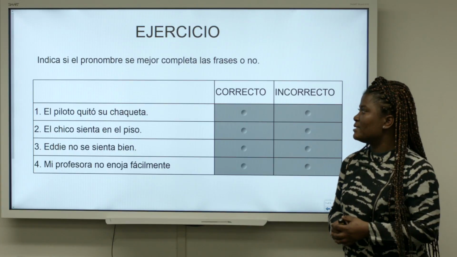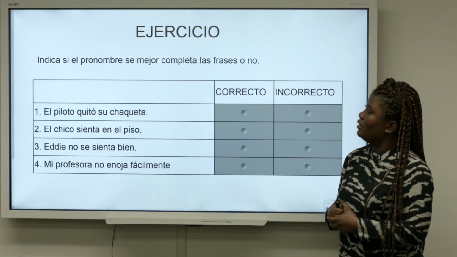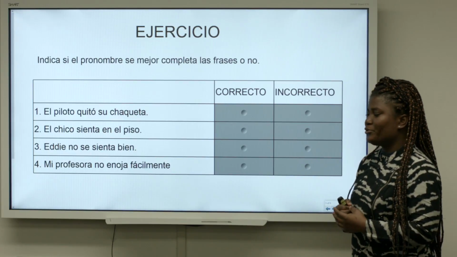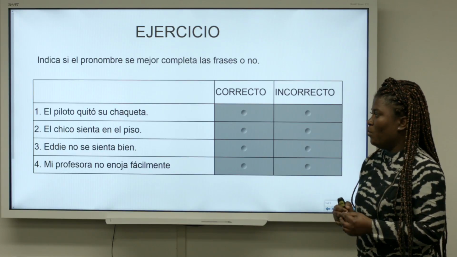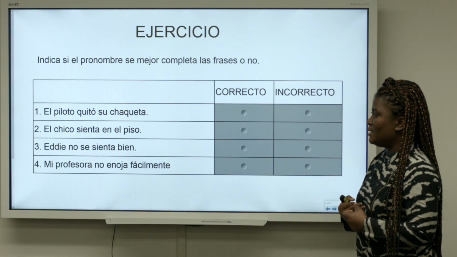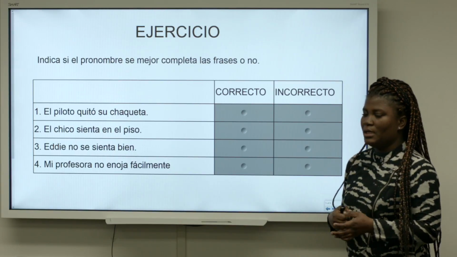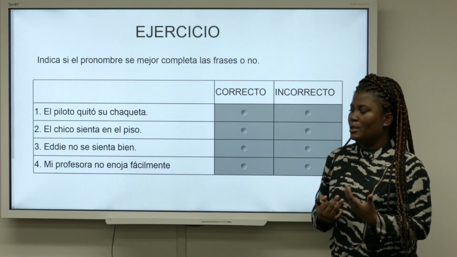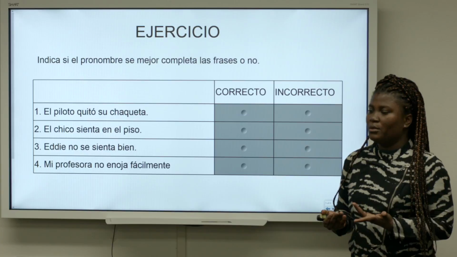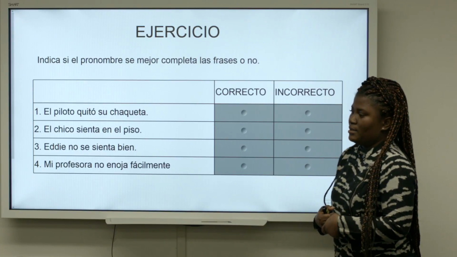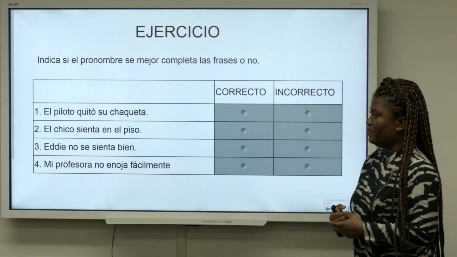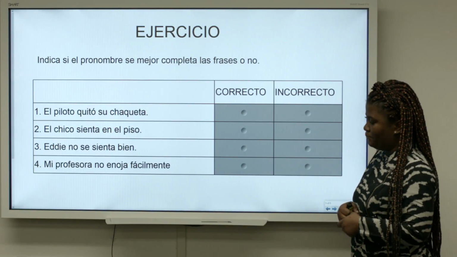Okay, so here's an exercise to talk about pronominal verbs a little bit more in context. Now we're going to try to understand why you may use the pronoun se with some of these verbs, and why if you don't use it, the whole sentence becomes incorrect. So let's get started. The first sentence, el piloto quitó su chaqueta. The pilot took off his jacket.